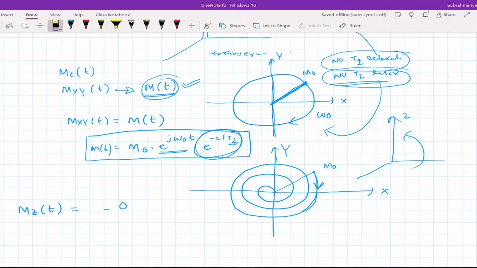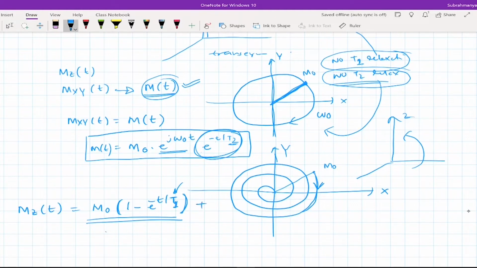The magnitude of it would be M naught, if you consider the value to be M naught there. So this M naught would recover over time as e power minus t by T1. Okay, so pay attention here. Initially it is 0 at t equal to 0, and for sufficiently long time, dependent on the time constant T1, which is associated with the longitudinal relaxation, this would become M naught times 1 minus exponential of minus t by T1.